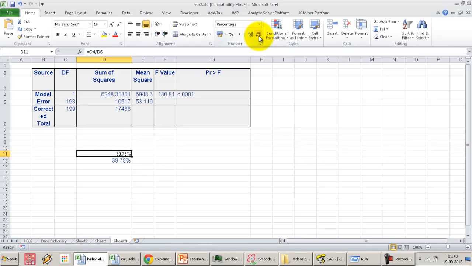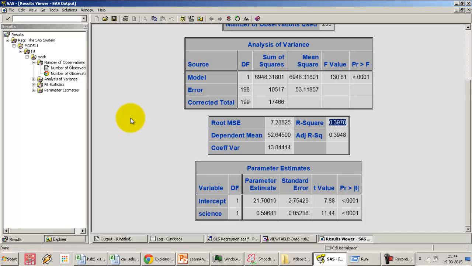So the R square is nothing but the sum of squares, or variance, explained by the model divided by the total variance in the model. And the variance we are talking about is variance from the dependent variable mean. The summation of these two, the error variance and the model variance, will always be equal to the corrected total, or the total variance in our dependent variable, 17466. There's a rounding off error over here when we convert from SAS to Excel, and that's what R square essentially means.